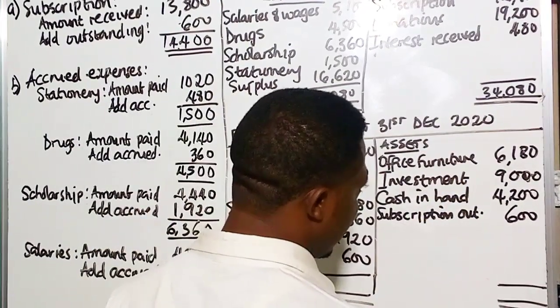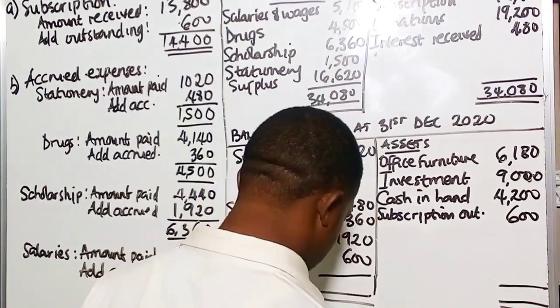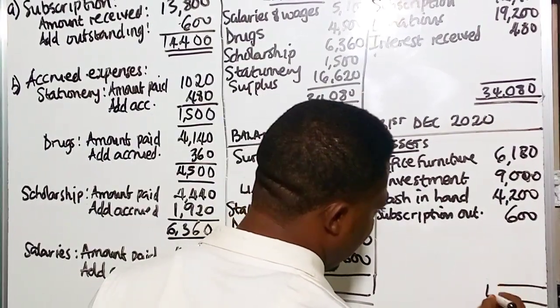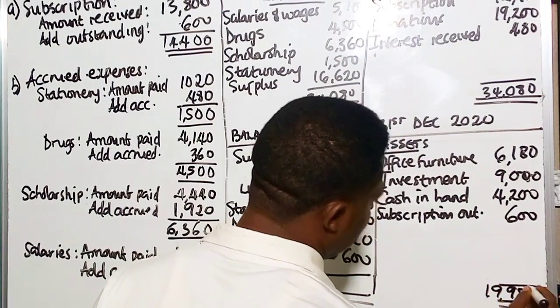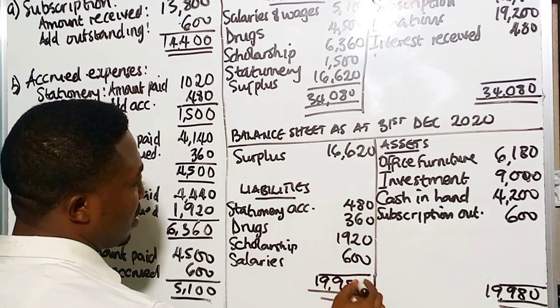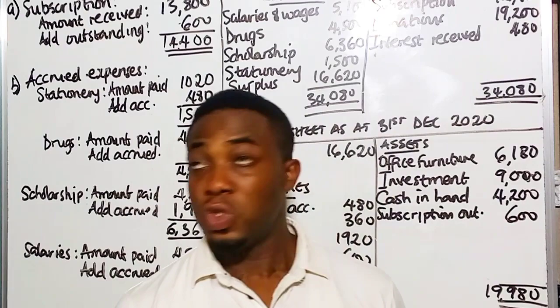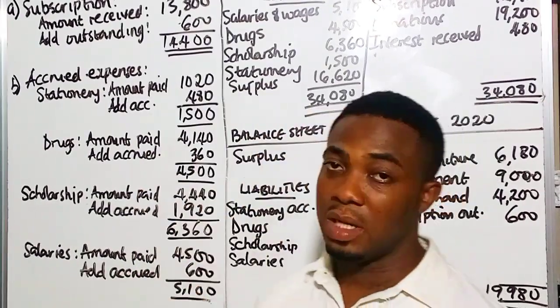If you add all this, both the left and the right hand: on the right-hand side, 6,180 plus 9,000 plus 4,200 plus 600, using our calculator, gives us 19,980. And the left should also give us 19,980. So that is how to solve the income and expenditure account.